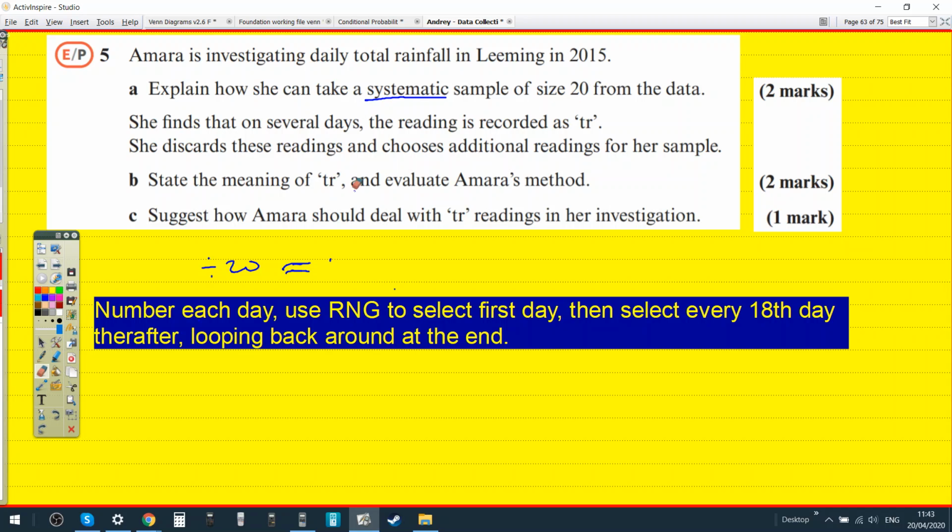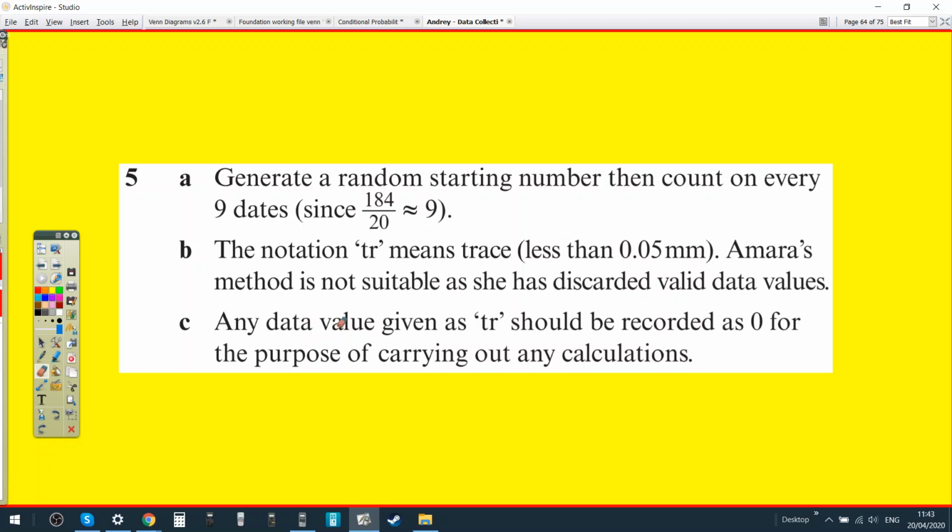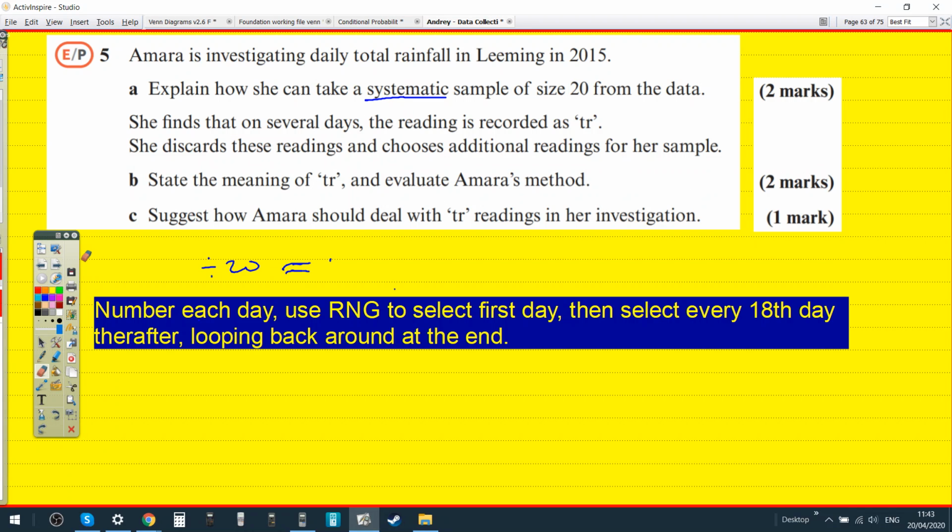So that's what we did. We just left it out of our median, but actually I thought it was not available, but it's not the same as not available. It's actually close to 0. Any data value given as trace should be recorded as 0 for the purposes of carrying out any calculations. Okay, so 0 or close to 0. Yep. Any questions there? No. Okay.